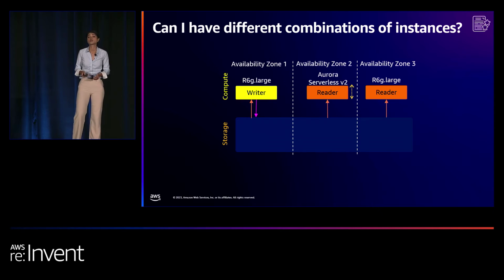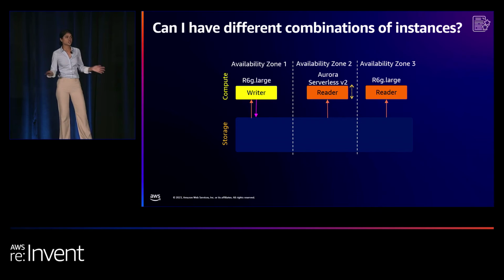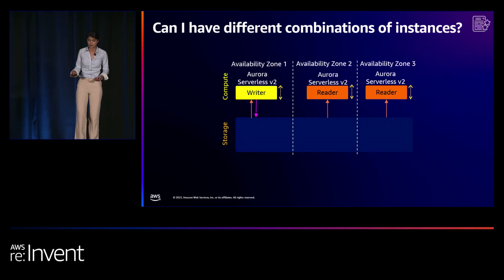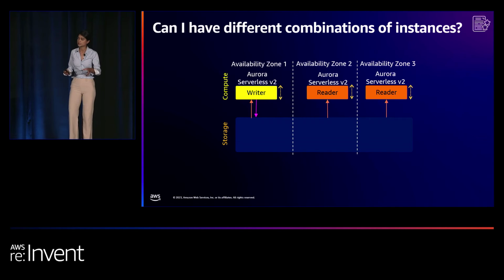So you could add a serverless reader. This is just like any reader that you have with Aurora. If your reads are all variable in nature, you can have all your readers be Aurora Serverless V2. Or if you have a workload that's just spiky in nature overall, you can make all of these instances be Aurora Serverless V2, so your entire cluster is a serverless cluster. So this basically shows that you can mix and match your provisioned instances and your serverless instances.